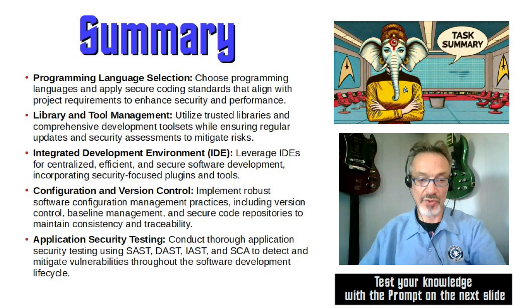Implement version control and baseline management to ensure consistency, and use automated deployment processes to reduce human error. Code repositories. Secure code repositories by enforcing strict access controls, regularly backing up the code, and using branching strategies to keep development organized and secure. And application security testing with methods like DAST, SAST, I don't know how to say IAST, as well as SCA, to identify and address vulnerabilities throughout the development lifecycle.